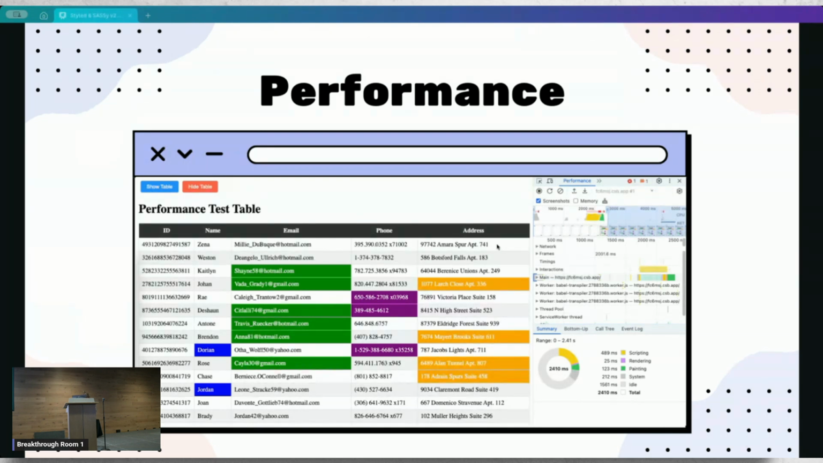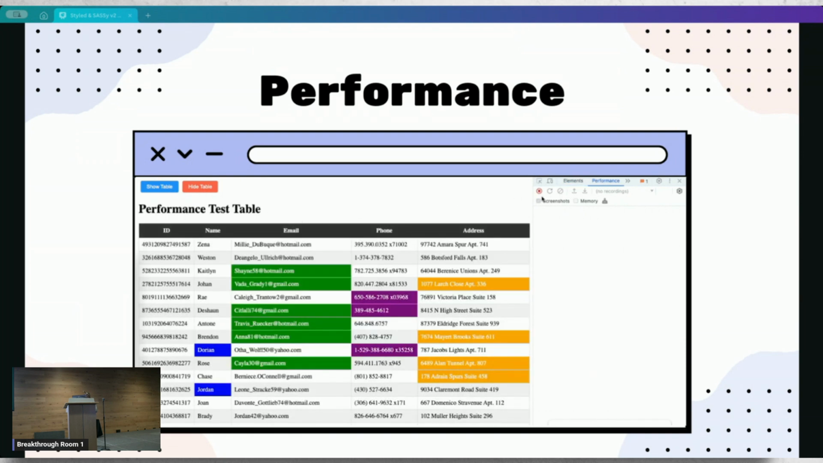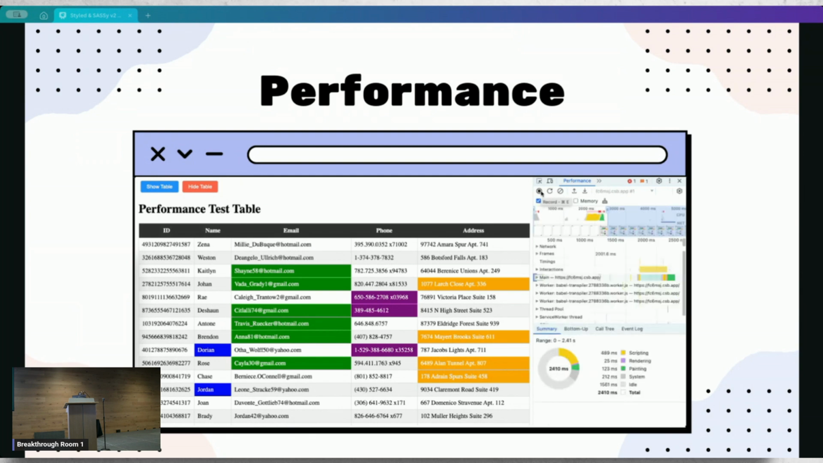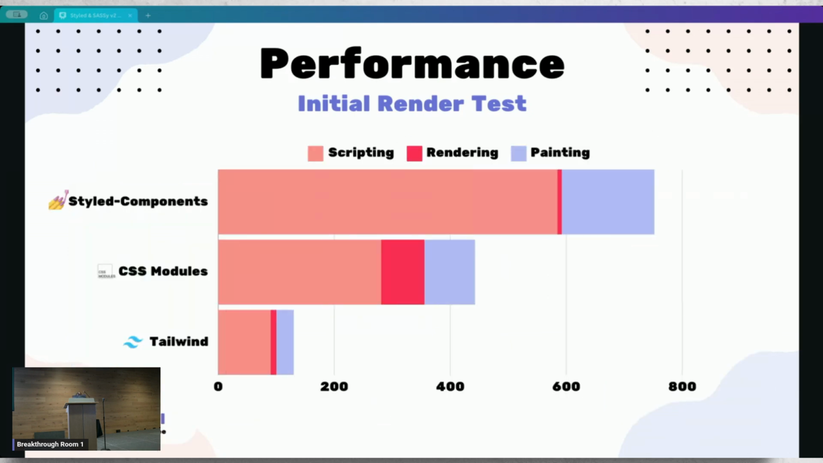So I set up a really basic experiment where I populated a table with 1,000 rows and just randomly styled the cells. I did this in a CodeSandbox environment just for consistency, and I measured from the time that I opted to show the table to see exactly how the performance was affected.